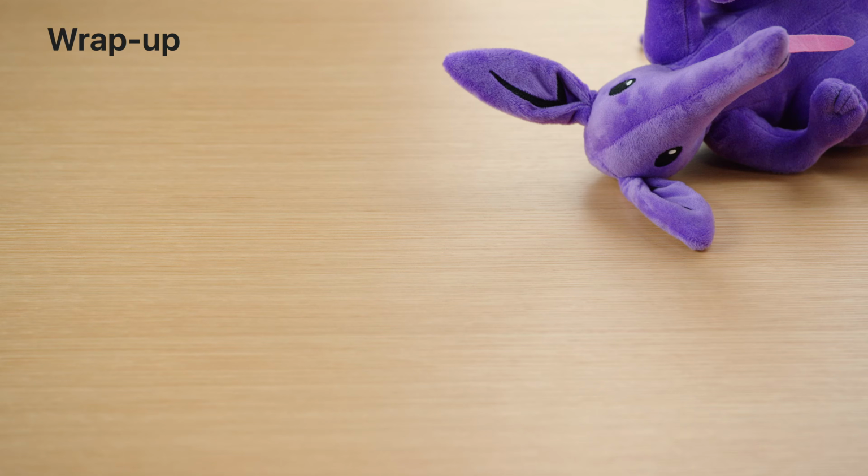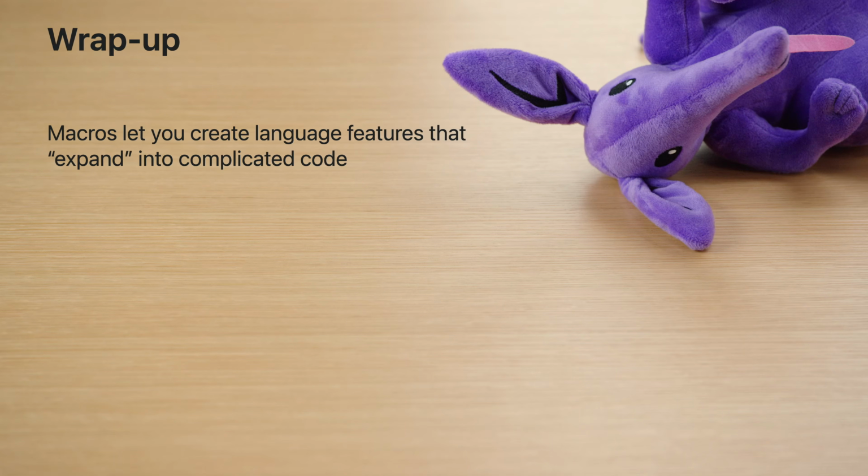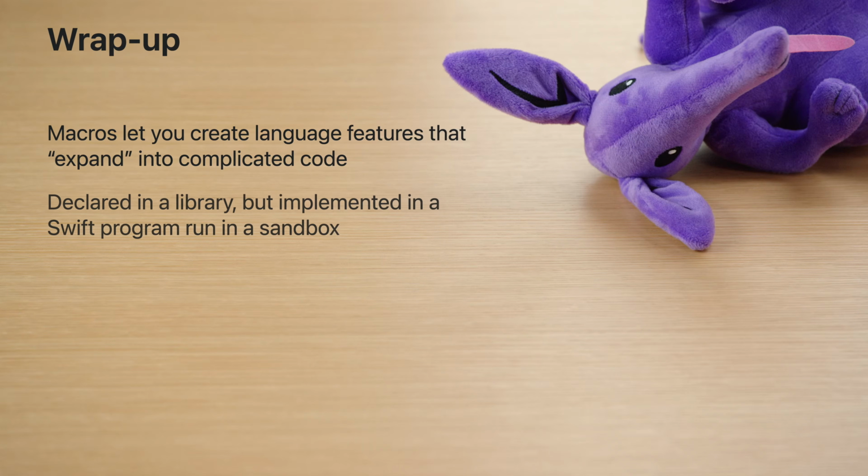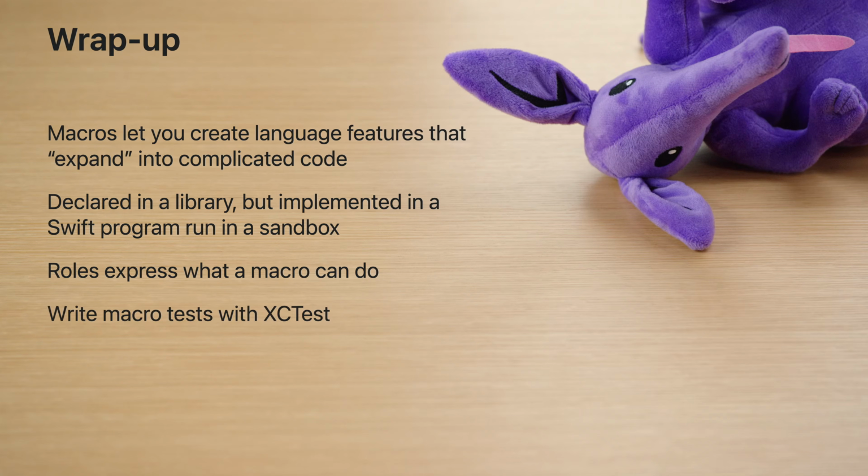So we've learned a lot about Swift macros today. Macros let you reduce boilerplate by designing new language features that expand a small use site into a more complicated piece of code. You declare a macro alongside other APIs, typically in a library, but you actually implement it in a separate plugin that runs Swift code in a secure sandbox. A macro's roles express where you can use it and how its expansion is integrated into the rest of the program. And you can, and definitely should, write unit tests for your macros to make sure they work as expected.